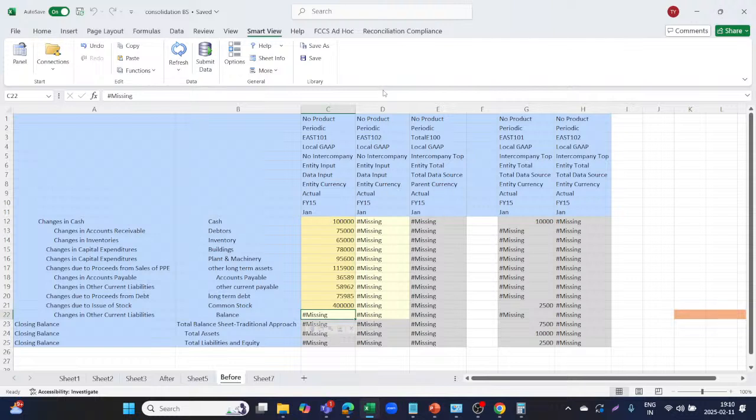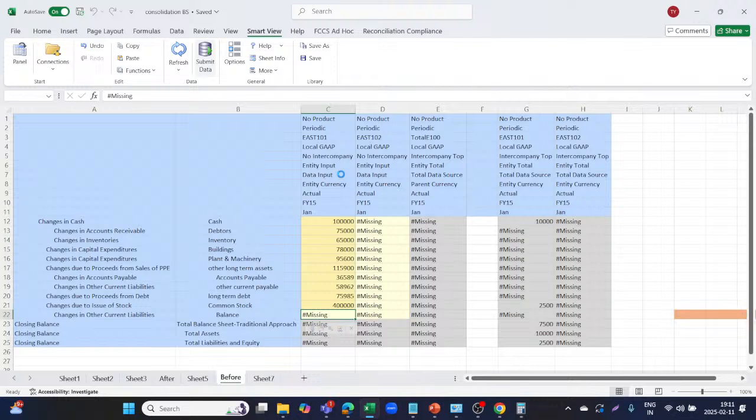Okay, so these are all my numbers. When I hit submit, you can see my intersection. The product uses no product. View I have used as periodic. This is my entity, that is East 101. Multi-gap as local gap. Intercompany as no intercompany. Consolidation I have used as entity input.